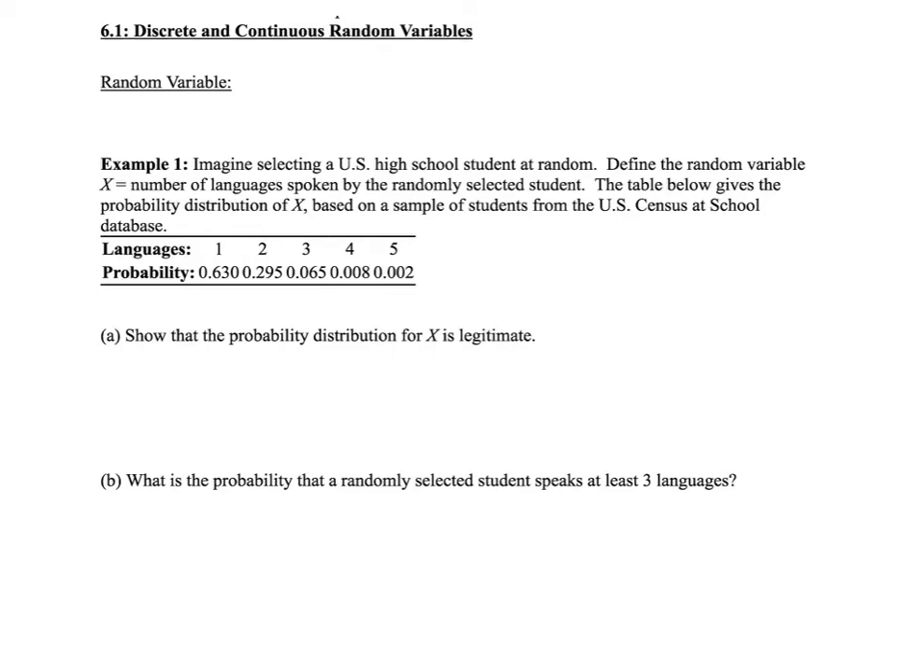Chapter 6 is about random variables. Random variables are something you'll encounter in almost all probability or statistics classes that you're going to take in the future. A random variable is a statistical variable that takes numerical values to describe outcomes, and they're going to describe all possible outcomes.